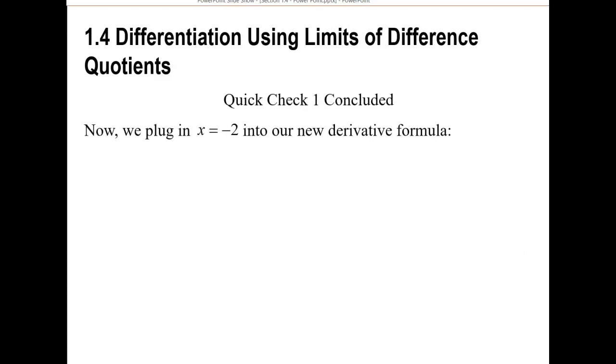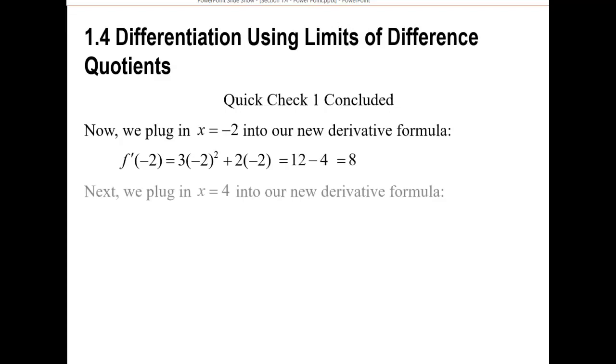All right, now you're going to plug negative 2 into your derivative formula to get f prime of negative 2. Evaluate that, you would get 8. Next, plug 4 into your derivative formula. So f prime of 4, 3 times 4 squared plus 2 times 4. 48 plus 8 is 56.